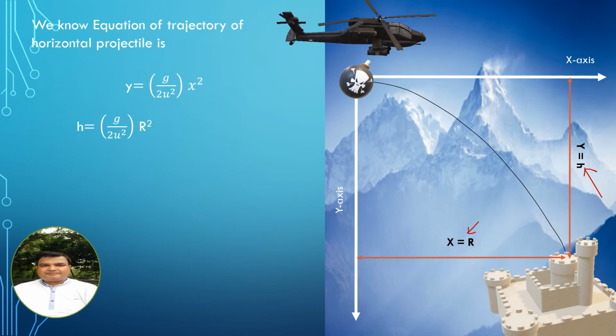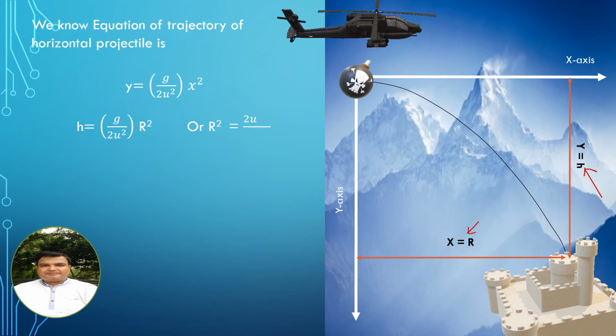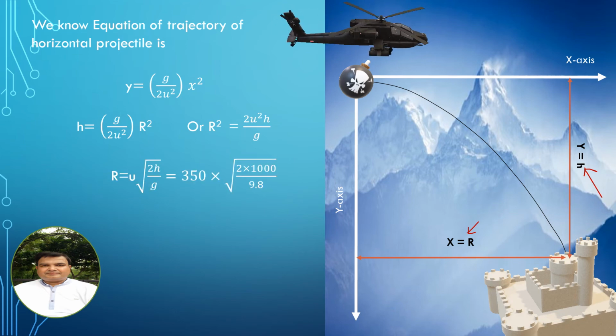Now we are going to substitute the values. If you want to solve for R square, it is 2u square h divided by g, means R is nothing but, taking the square root both sides, that's why we are getting u square root of 2h by g. Here u is 350 meter per second. Why is it? We have to convert the 1260 km per hour into meter per second.